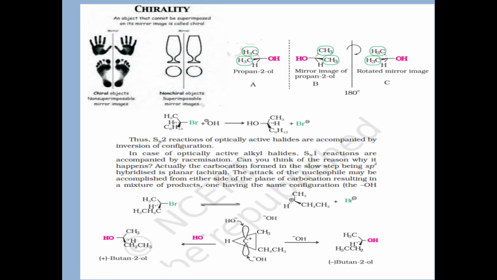Chirality. An object that cannot be superimposed on its mirror image is called chiral. So these are pictures of chiral objects. Propanol is prochiral, almost chiral.